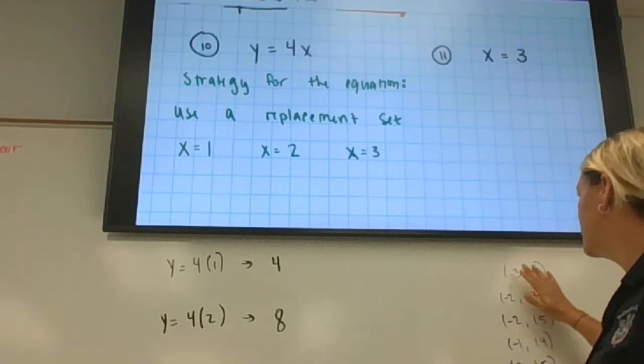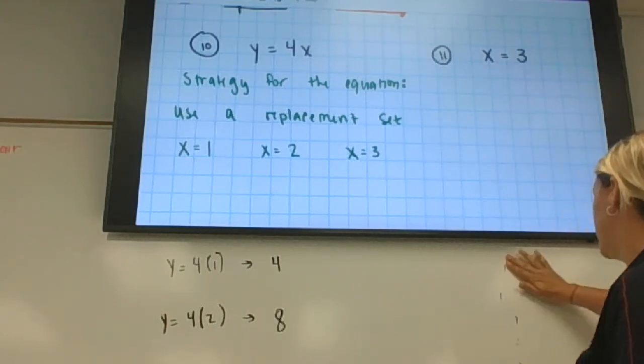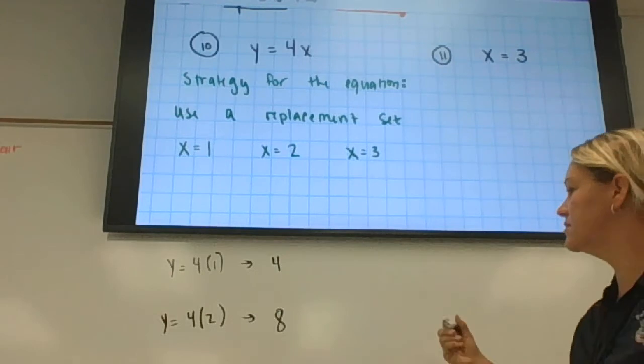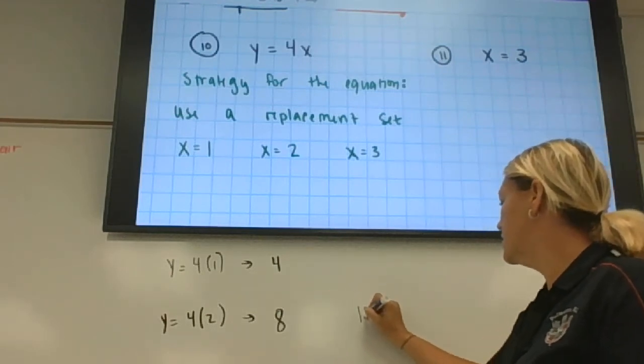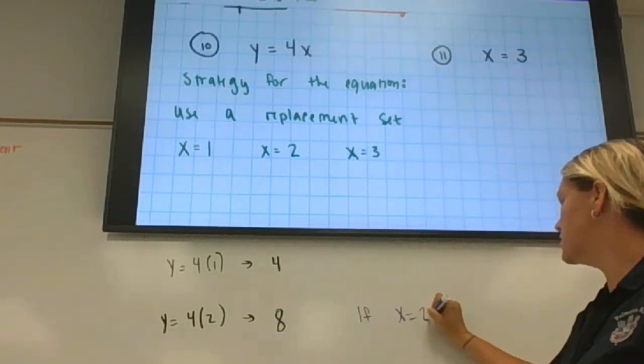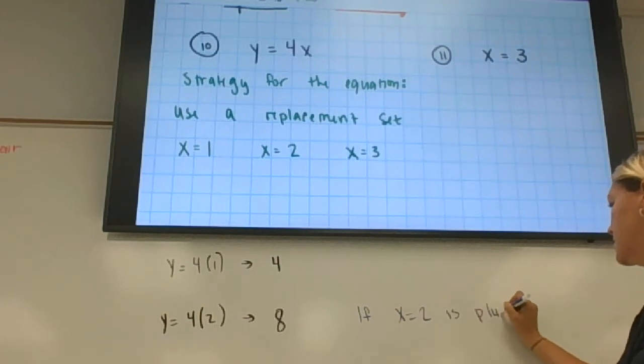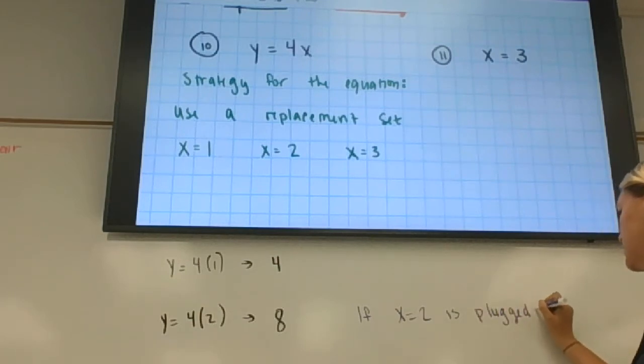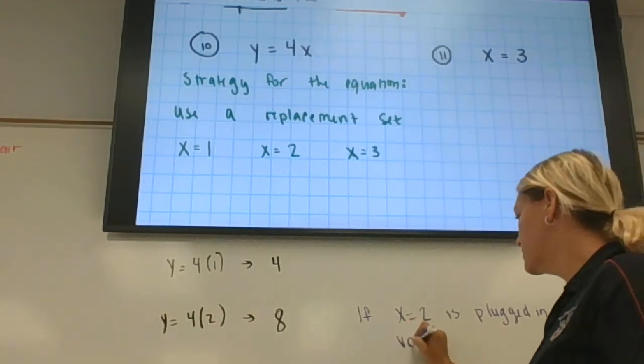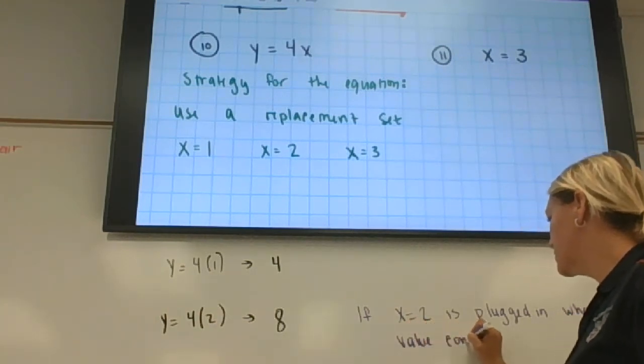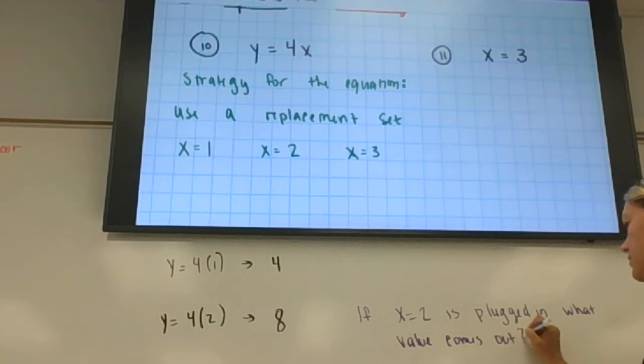So this is the question that really matters. I'm going to use 2. If x equals 2 is plugged in, what value will come out? Can I plug a 2 in and get a 9 out?